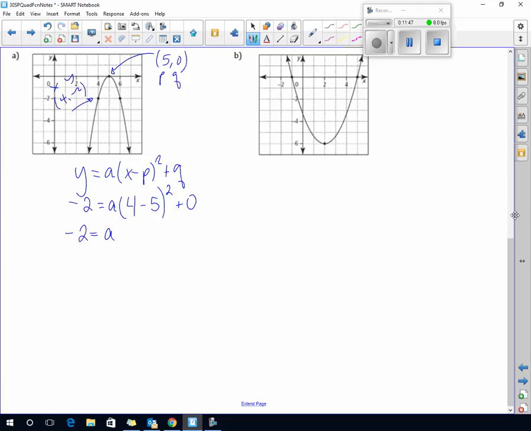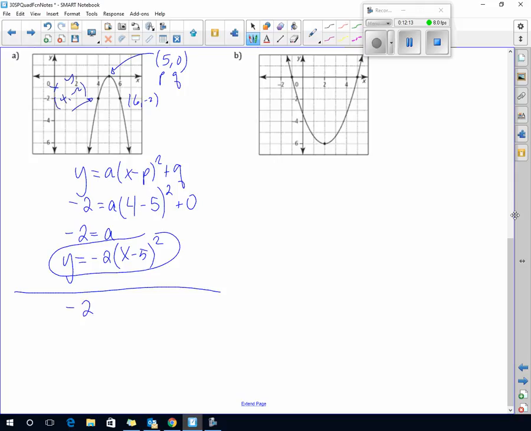No. So then you might say, well, why did you pick 4, -2 and not 6, -2? It doesn't matter. I'll get the same answer. Watch. -2 equals a (6 minus 5) squared plus 0. What do I get there? Can everybody see I'm going to get -2? Yeah, look at that. Now, did anybody actually find what a is by looking at the graph?